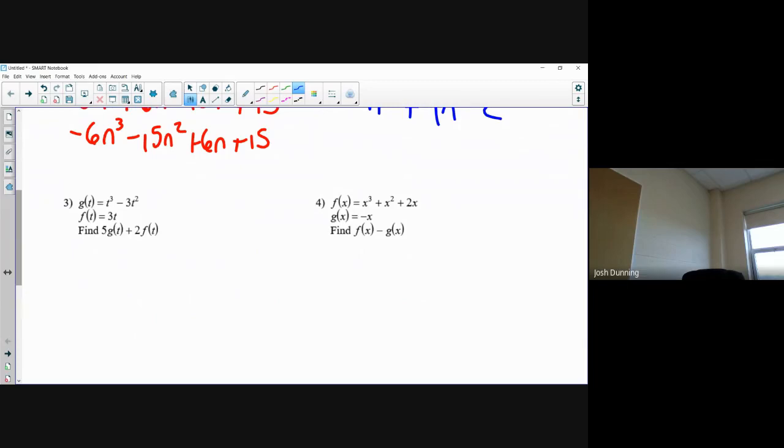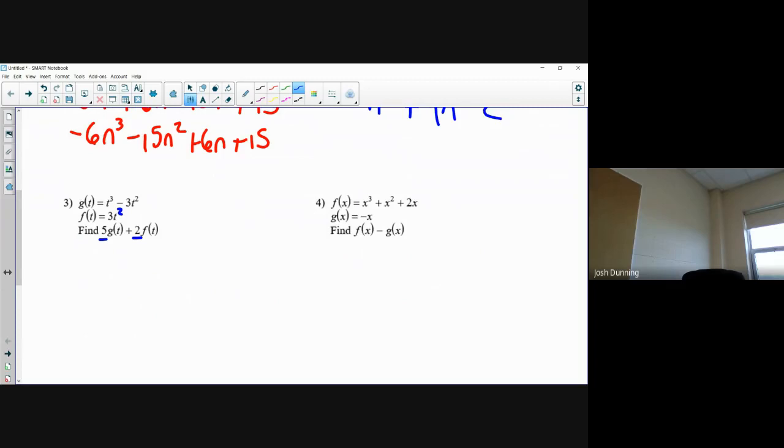Number 3, and there's a little bit of a typo here. This should be t squared. So just so you're aware of that, that should be t squared. Now this one's pretty similar, but we got extra numbers.